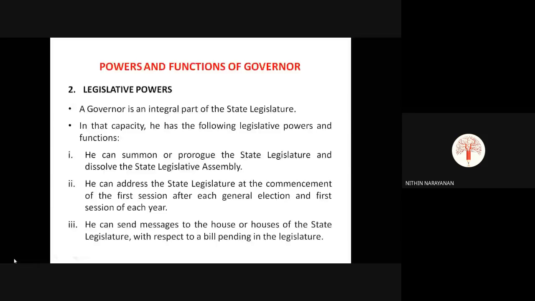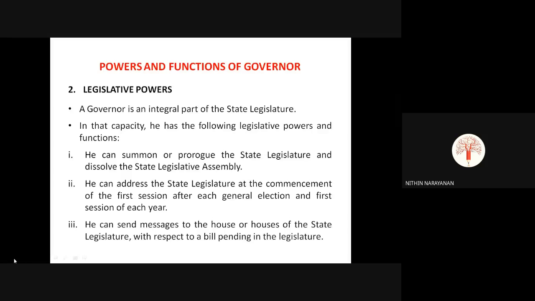So like what our president is doing in the parliament, after every general election he can meet the parliament, meet the members of the parliament, and also at the first meeting of each year he will be meeting the members. Similarly, the governor also will be meeting the members of this legislative assembly for the first session after each general election and also for the first session of each year.